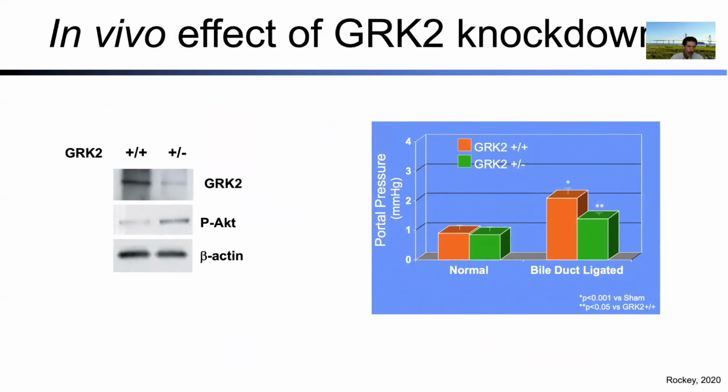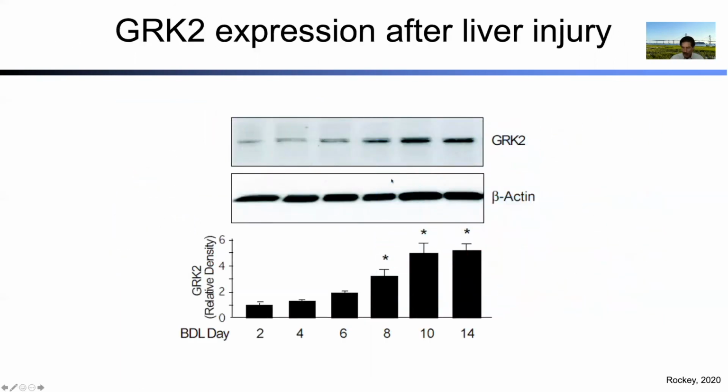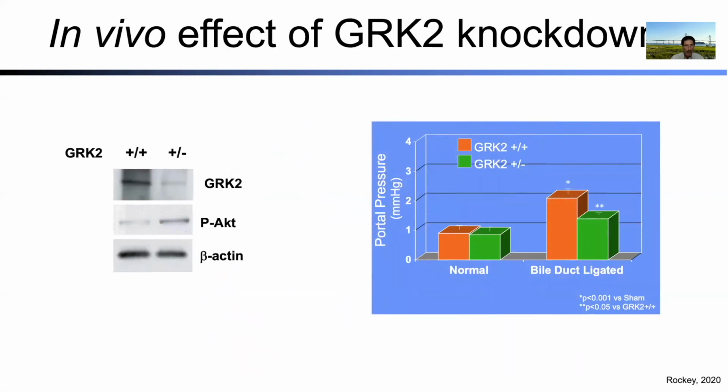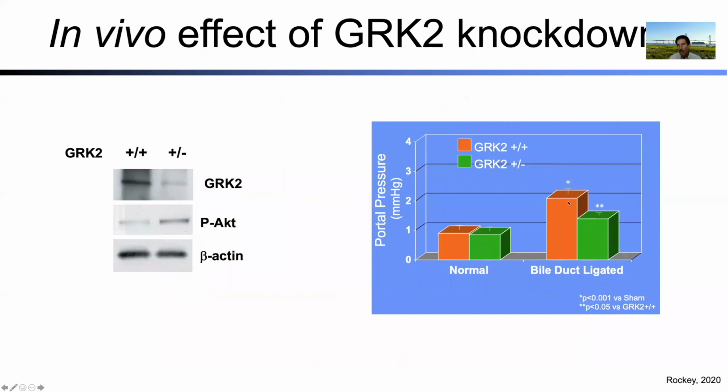And so the question becomes, is this physiologically important? And the answer is yes. So it turns out the GRK2 knockout mouse is a lethal mutation. So we took GRK2 heterozygotes, and you can see here that there is GRK2, but there is a reduction. The GRK2 hets have increased expression of phospho-AKT, and lo and behold, they have a reduction in portal pressure after liver injury. So when you do, this is in mouse, when you do bile duct ligation after liver injury, you get an increase in portal pressure, and then this is reduced in these heterozygous mice.